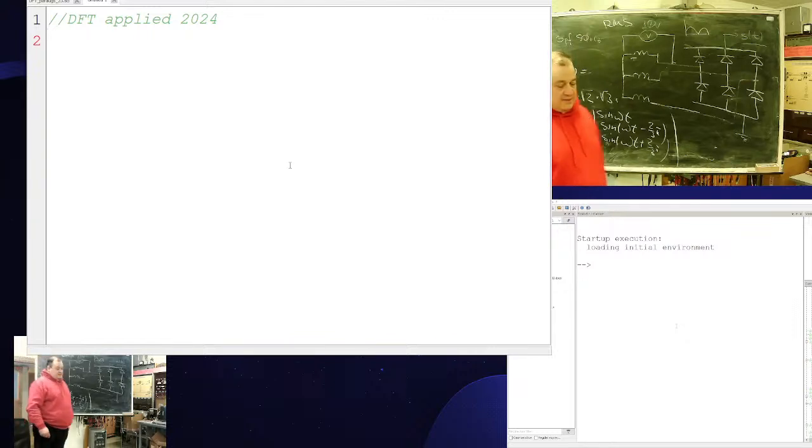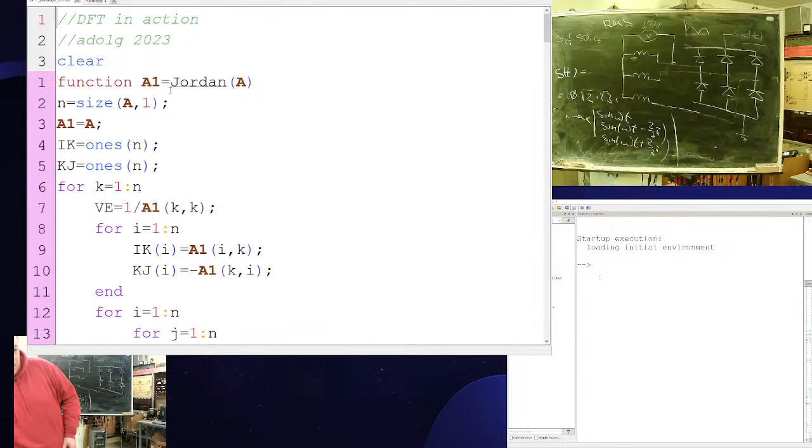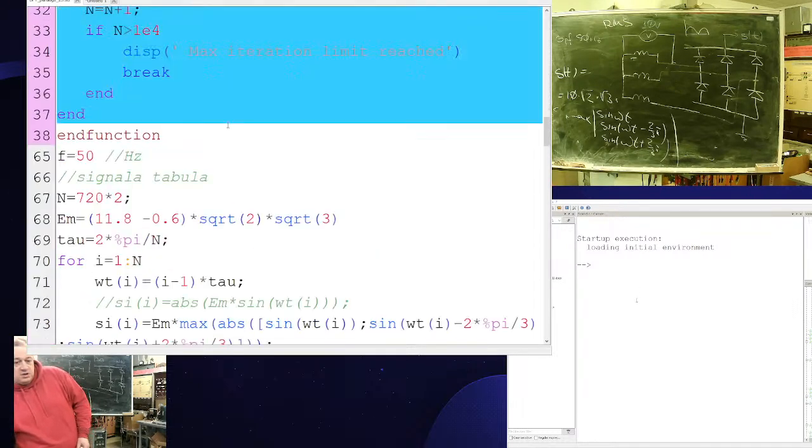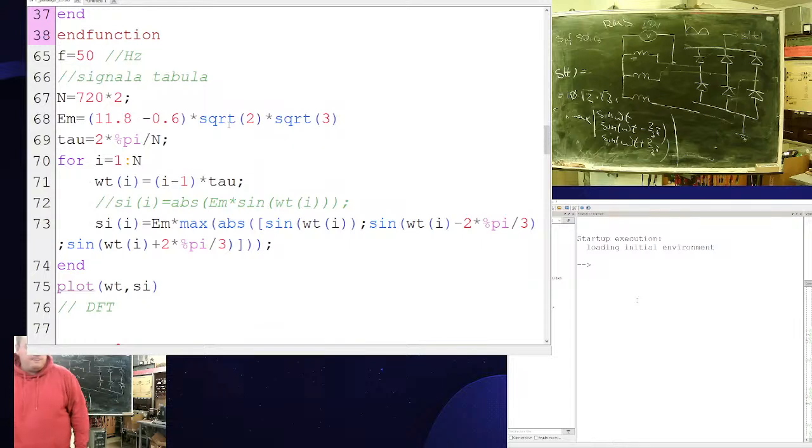to create a signal table. One moment, I will check. No, I don't need this. This one will help me.